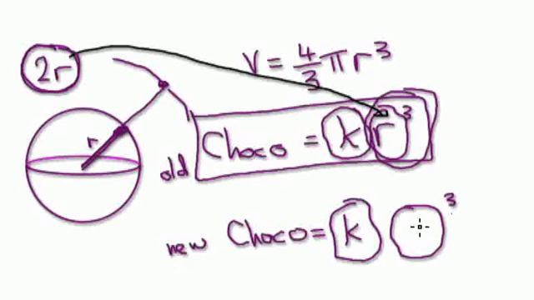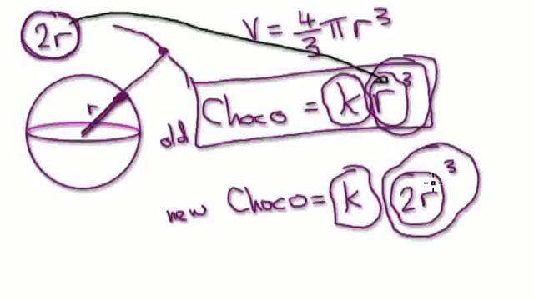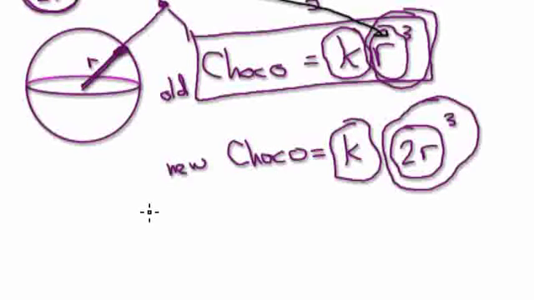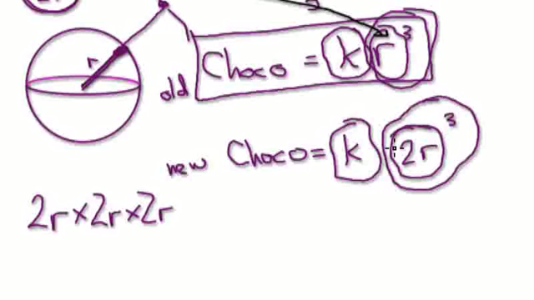Our new radius is 2r, so we can put it into this thing here. Really, this is a bubble within a bubble. Look what happens now. When you get 2r times 2r times 2r, because that's what's happening here, you're cubing it. A number times a number times this number will give you 8.